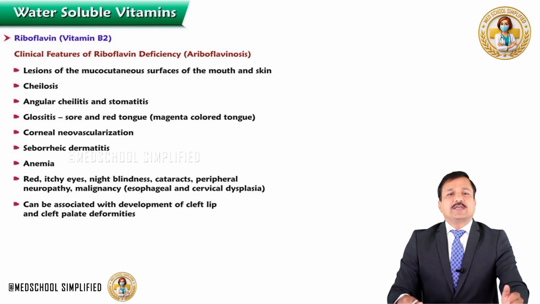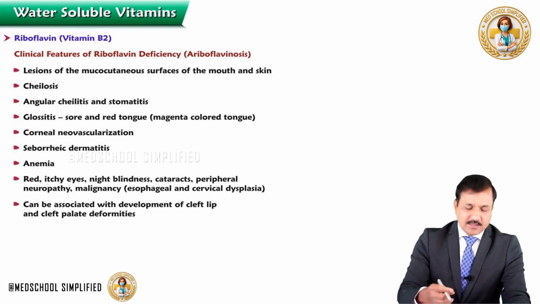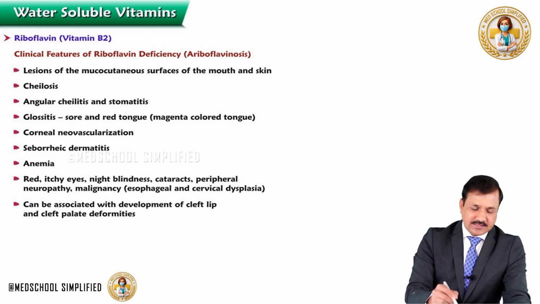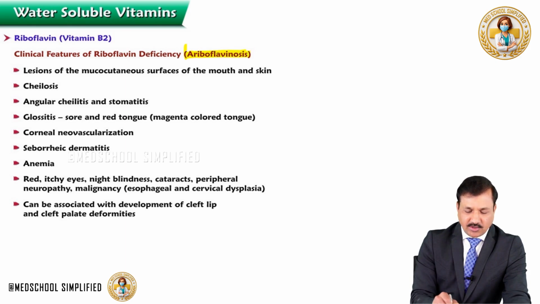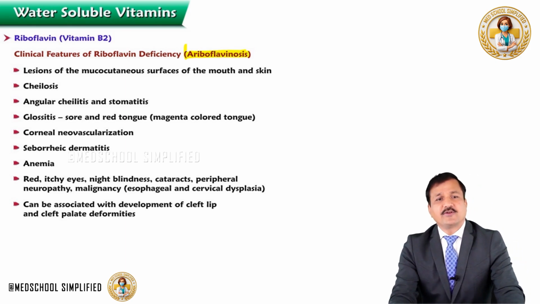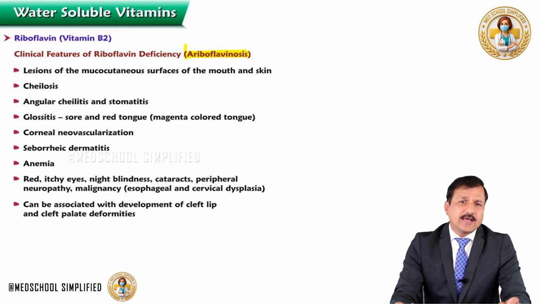Now, let us move on to see what the clinical features of riboflavin deficiency are. The name for riboflavin deficiency is ariboflavinosis. Make sure you remember this name. So riboflavin deficiency leads to what is called ariboflavinosis. What are all the signs and symptoms we are going to see here? Generally, isolated riboflavin deficiency is very rare.